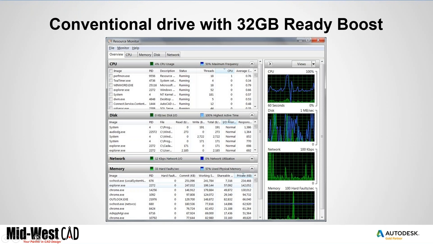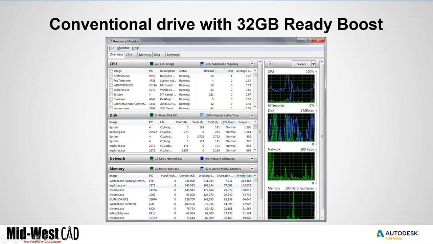I want to show you a way that you can benchmark this, just because a lot of times I know when we go and ask for something, the answer is kind of immediately no, especially if we tend to talk about bits and bytes and things like that. If you turn on your task manager in Windows and then click on the resource monitor, this type of screen will pop up. And what we can see here is I've got this benchmarked out of a machine that's a conventional drive machine, but it does have a 32 gig ReadyBoost. So it's operating a lot better than most traditional hard disk type systems would be.